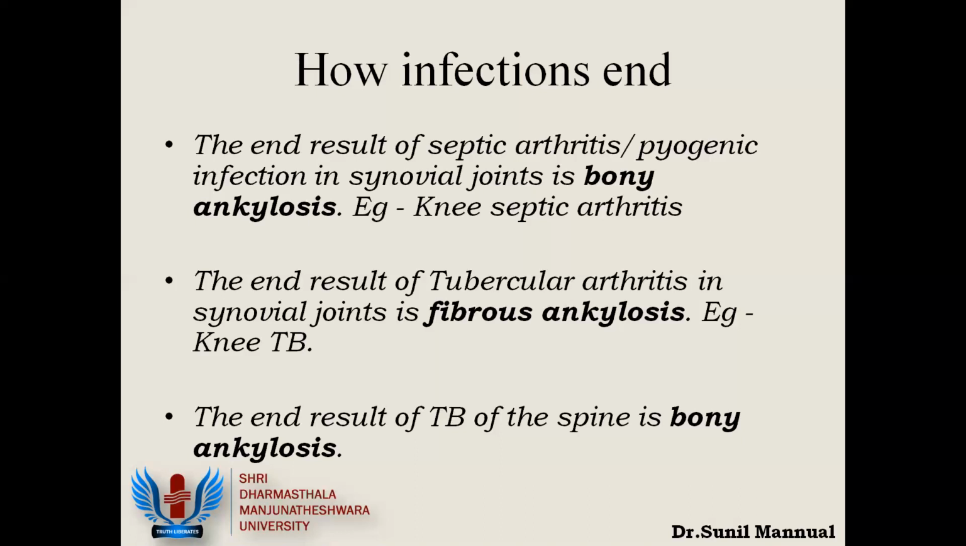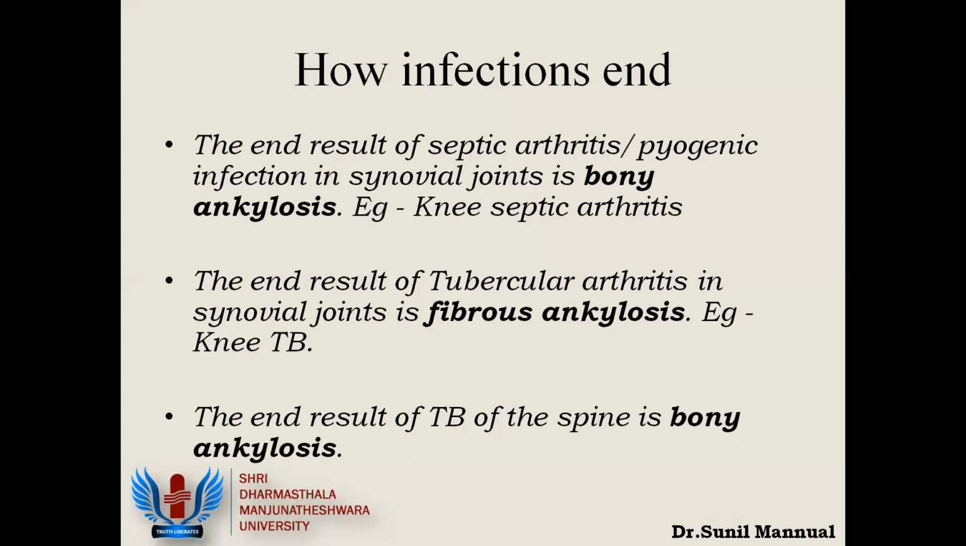And once the end plate of the vertebra is eroded, the intervertebral disc will disappear in no time. And therefore, the raw bone of the vertebra on top and the raw bone of the vertebra below will come in contact with each other, and that will cause the fusion of the spine. So the end result of TB of the spine is bony ankylosis. The end result of TB anywhere else in the body, in a synovial joint, is fibrous ankylosis.